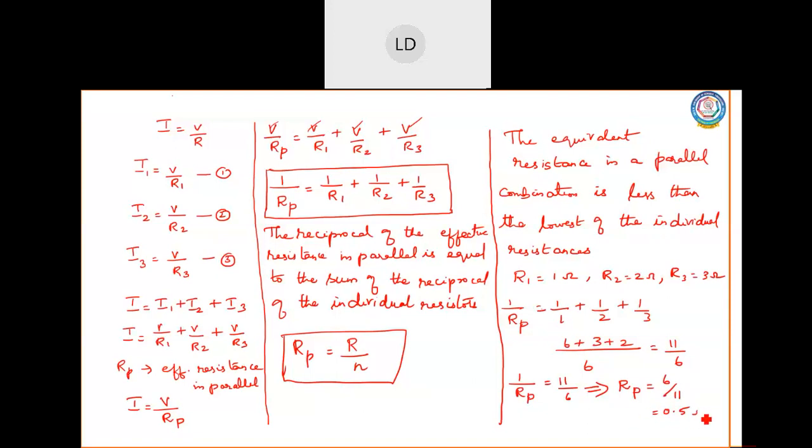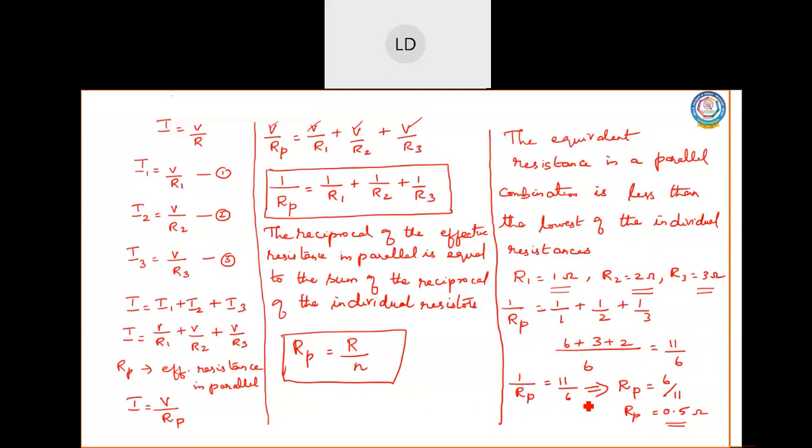Now this is 0.5 ohm, right? This value is going to be compared with the individual values of the resistance. Here R1 is 1 ohm, R2 is 2 ohm and R3 is 3 ohm. Look at the resultant. The resultant is 0.5. So the resultant will be lesser than the least. Which is the least value here? The least value is 1 ohm. The resultant will definitely be lesser than the least value here. Look at the sentence: the equivalent resistance in a parallel combination is less than the lowest of the individual resistances.